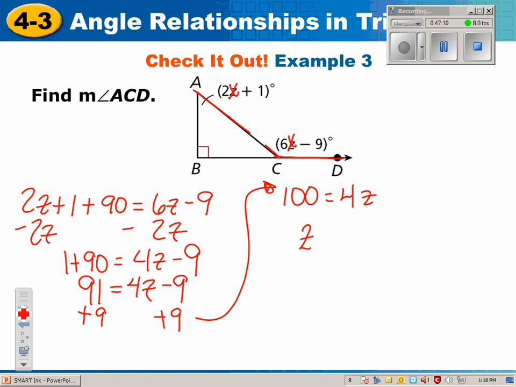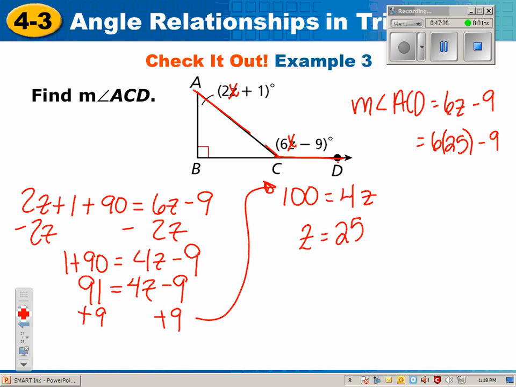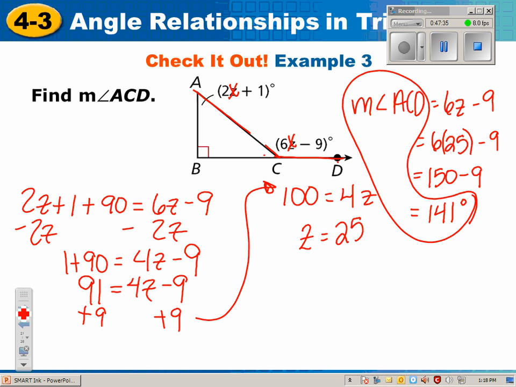Z is 25. The question was, what's angle ACD? 6z minus 9. 6 times 25 is? Good. 150 minus 9 is? 141 what? Degrees. What if they asked me for the one that was adjacent to it, which is ACB? Subtract it from 180. What theorem are you using? Linear pair theorem. Trying to help you process those theorems that we're going to be using over and over again.